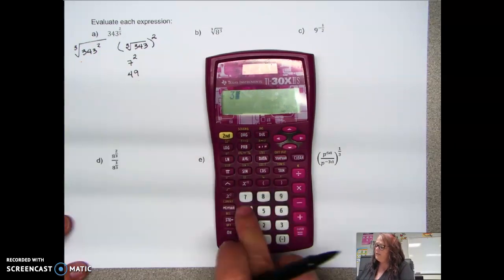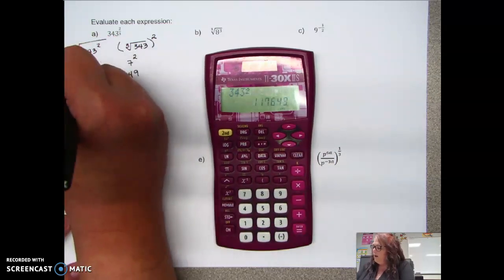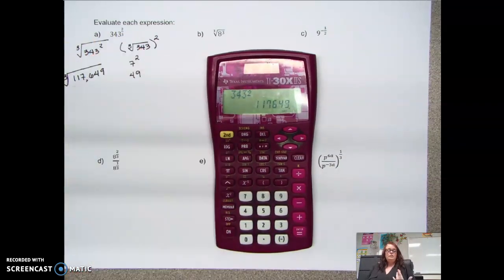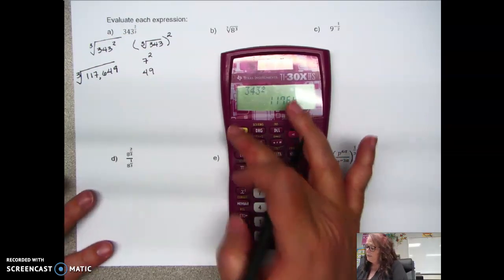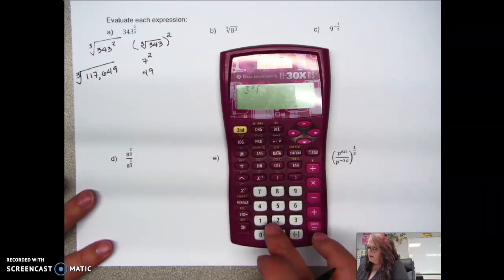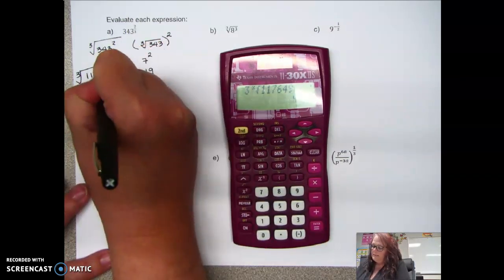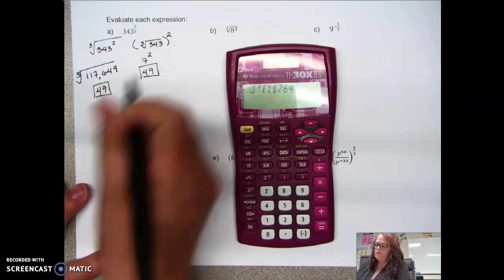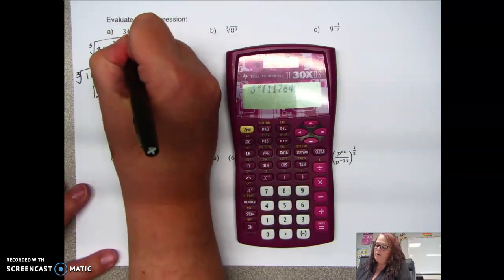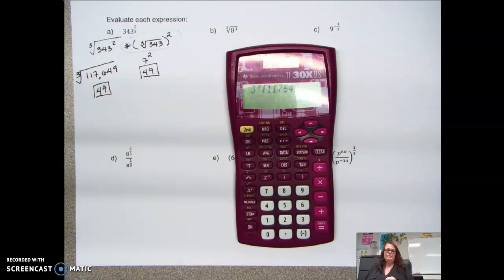On this one, I could have done 343 squared, and that's going to give me 117,649, and then I want the cube root of that. If I'm just using a calculator, there's no big deal between the two of those. Let's see, the cube root of 117,649 gives me 49. So we're back to the same answer. But you'll notice if I do the power first and then the root, I end up with some really, really big numbers. So when I do these problems, I tend to do the radical first, and then I take care of the power, to keep everything nice and small.